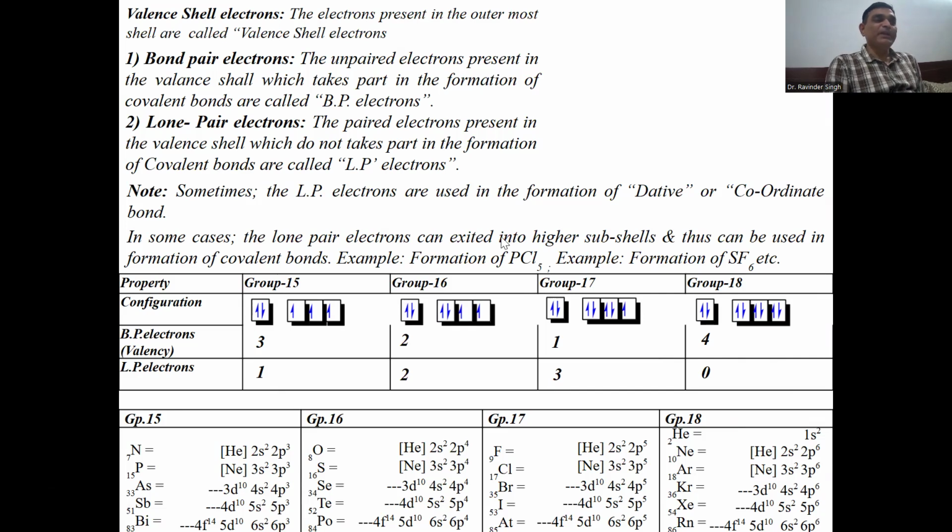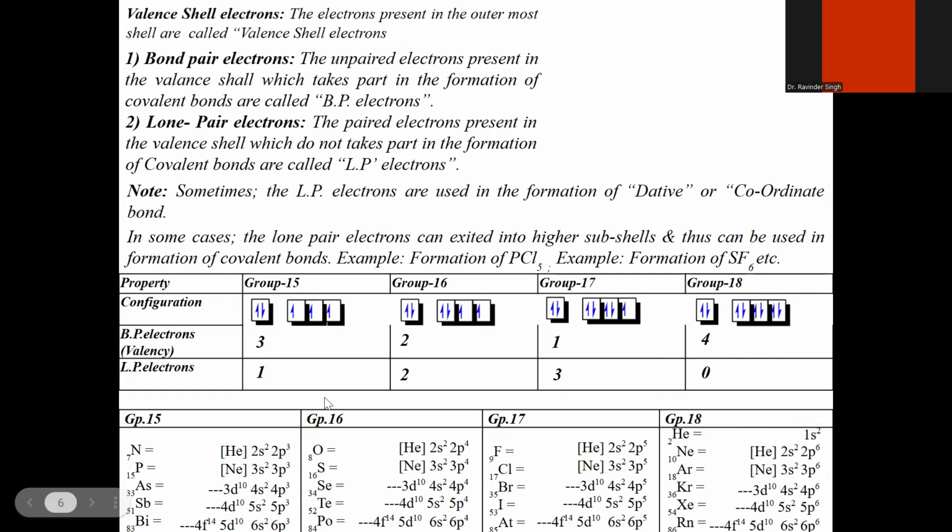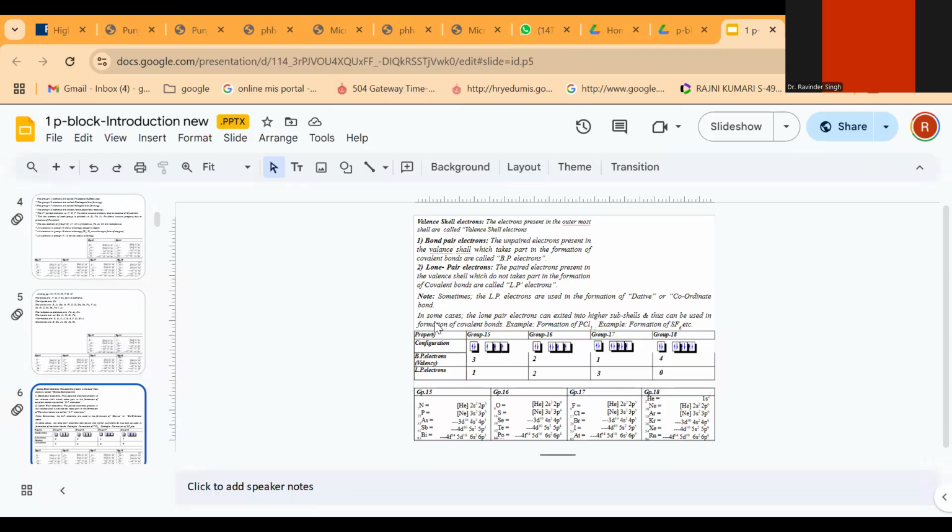Means lone pair electrons can be excited if a vacant d orbital is present. So these elements can expand their valency. For example, the examiner may ask the question, which of the following can increase their valency? So which can increase the valency? The elements which have a vacant d orbital can increase their valency.